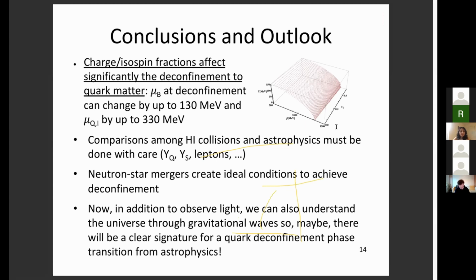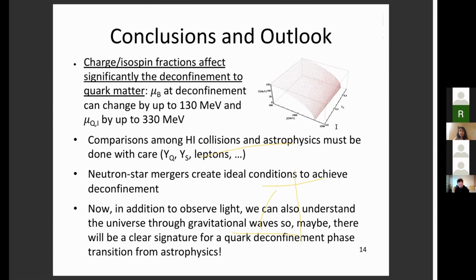I was talking a lot about charge, but also difference in strangeness. But in my opinion, neutron star mergers create very, very perfect conditions for the confinement. Again, because not only are they hot, but they have a smaller charge fraction, which helps a little bit.